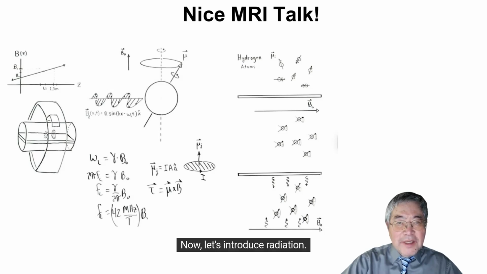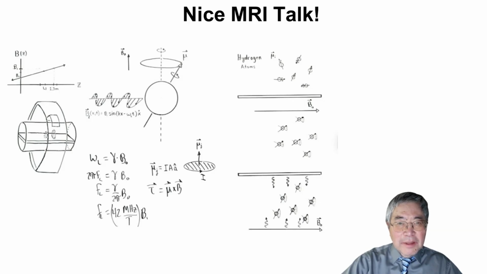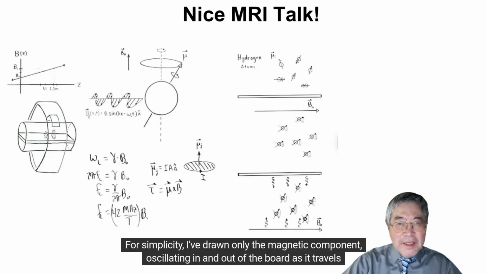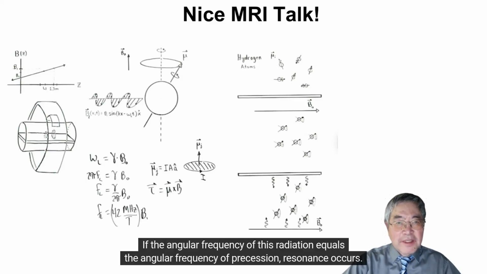Now let's introduce radiation. We emit an electromagnetic wave laterally toward the precession axis. For simplicity, I've drawn only the magnetic component oscillating in and out of the board as it travels laterally. If the angular frequency of this radiation equals the angular frequency of precession, resonance occurs.